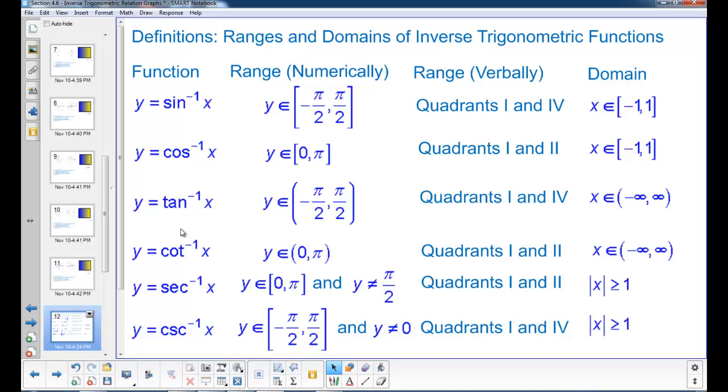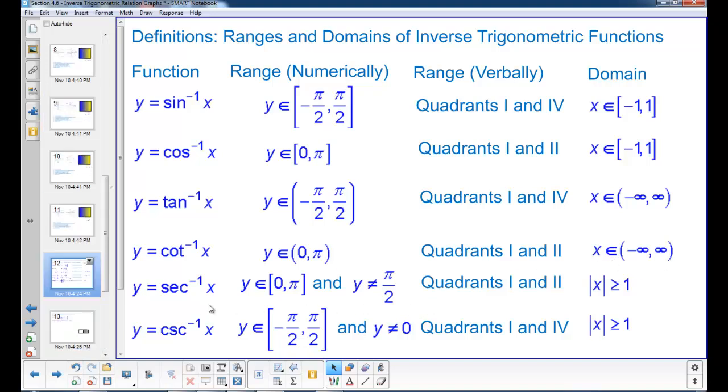For the inverse tangent, we go from negative pi over 2 to pi over 2, much like the inverse sine, except we don't include the endpoints where our asymptotes lie. And again, that's quadrants 1 and 4. The domain for x is all real numbers. For the inverse cotangent, we go from 0 to pi inclusive for the range, covering quadrants 1 and 2. And again, the domain is all real numbers.